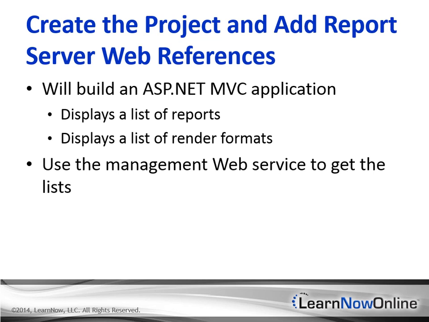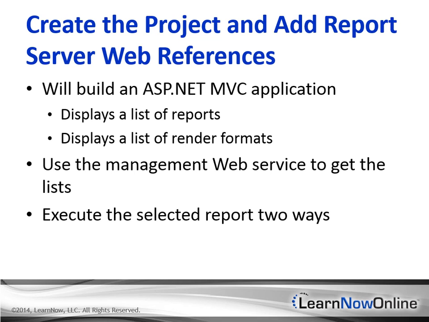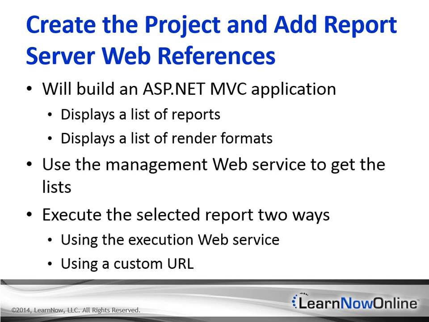And that'll be using the management web service, because that gives me access to a list of reports that are available on the report server that I'm connecting to. And then the user has the option of executing the report, and they can do it in two different ways. The first is to use the report execution web service. And then the other way is by building a custom URL to deliver the report in the chosen format to the user. Now, these are fairly simple uses of the web services, but they do serve as a good demonstration of how to use them so you can build bigger and better applications based on all of the features in the two different web services.